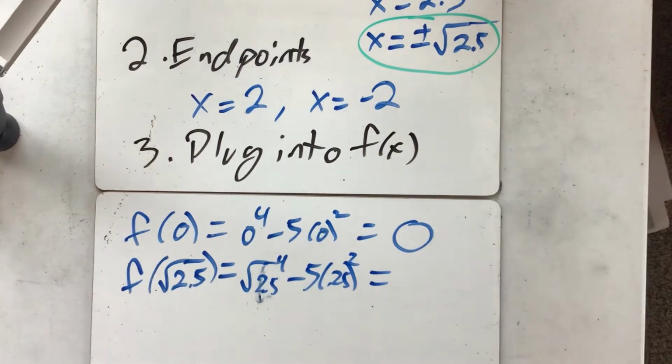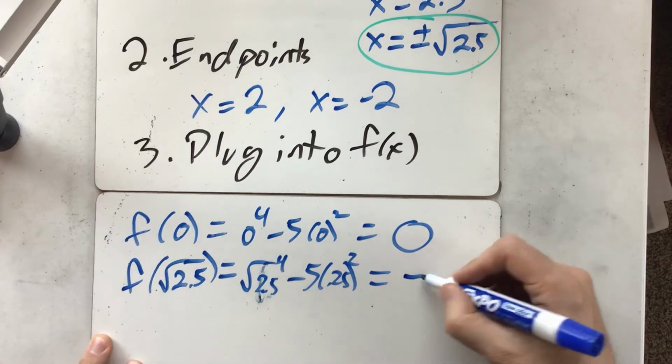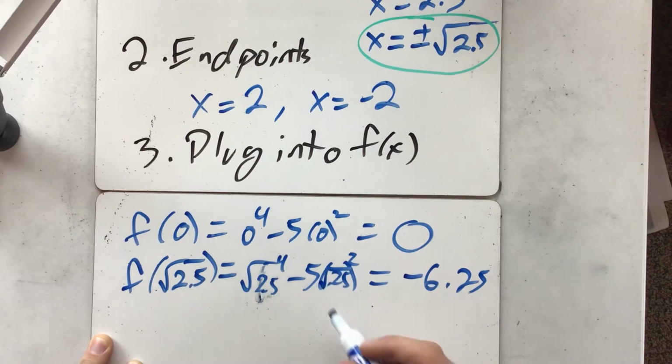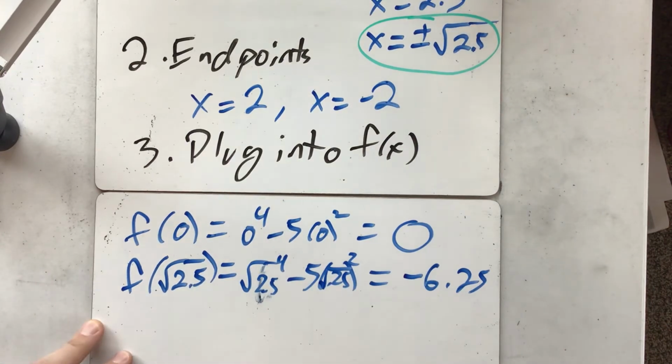I have a feeling this is not going to be friendly, so let me just plug it in here and see what I get. It's not that bad, negative 6.25. Oh yeah, because notice these are both even powers, so your square roots disappear. So negative 6.25 is what I got for that one.